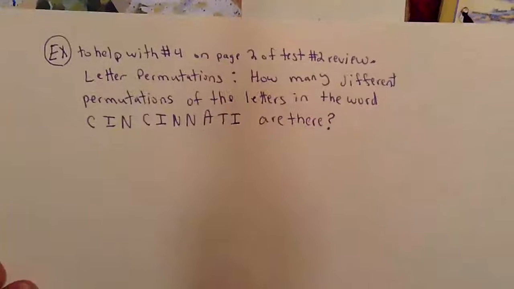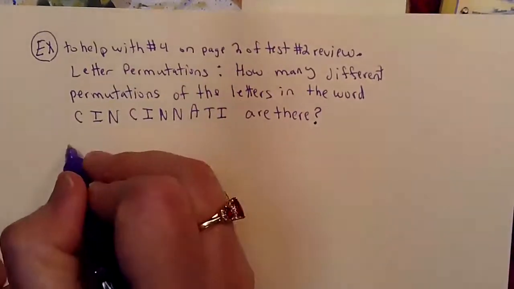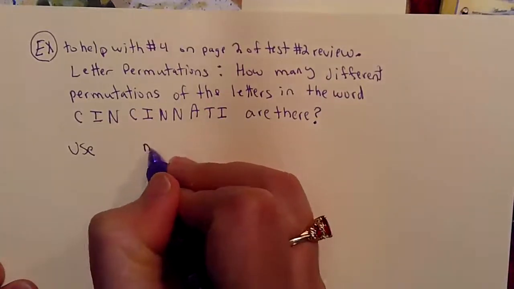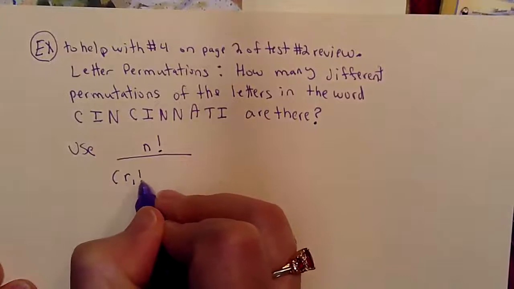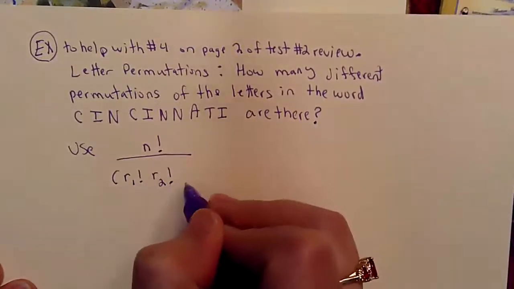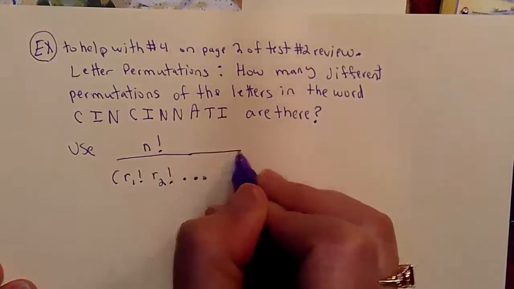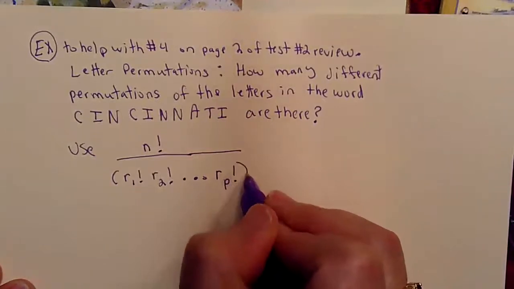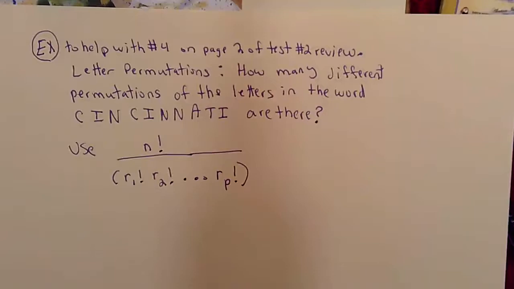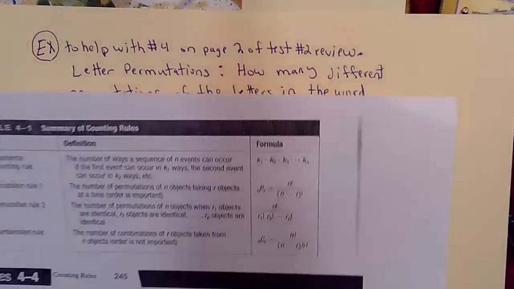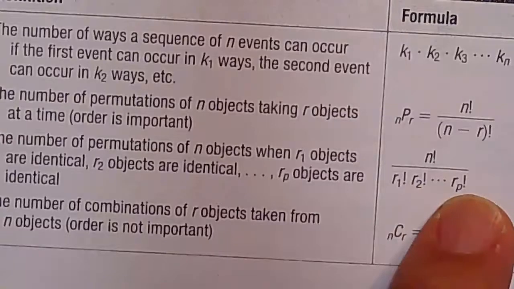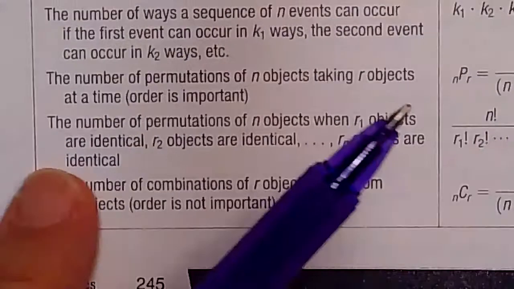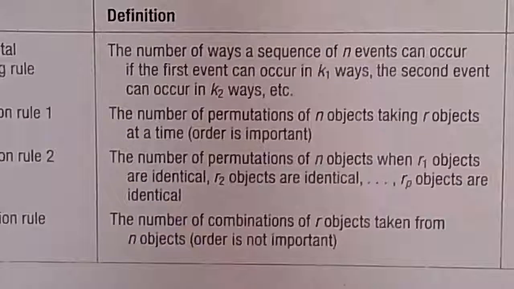All right. So this is one where you're going to use the formula again. On the test, you want to write down the formula, and it's called permutation rule number 2. So it's N factorial over parentheses R1 times R2 times ... R(p). If you check the back of your workbook, that's what this says. The back of your workbook should have this.